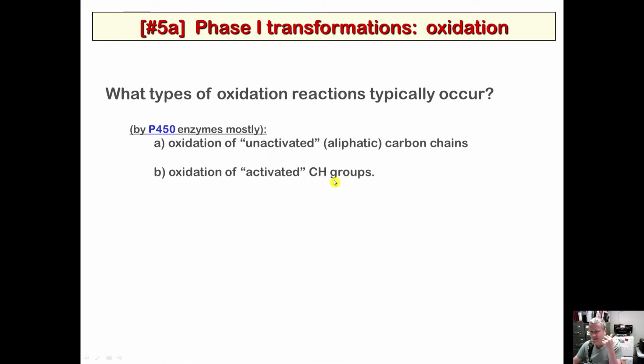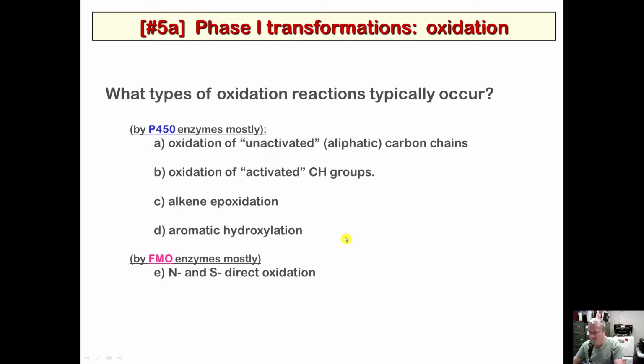Then we have oxidation of activated CH groups. This is less surprising to me. So certain positions are kind of activated by a benzene ring or an alkene or something that sort of stabilizes the removal of a CH. Epoxidation, which we've seen before when we've talked about some of the toxic substances like benzopyrene and benzene. This is one of the ways that things can get oxidized. Aromatic hydroxylation. So a benzene can just get an OH installed onto it.